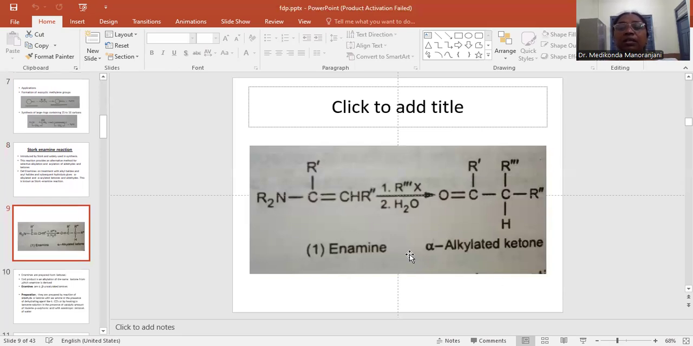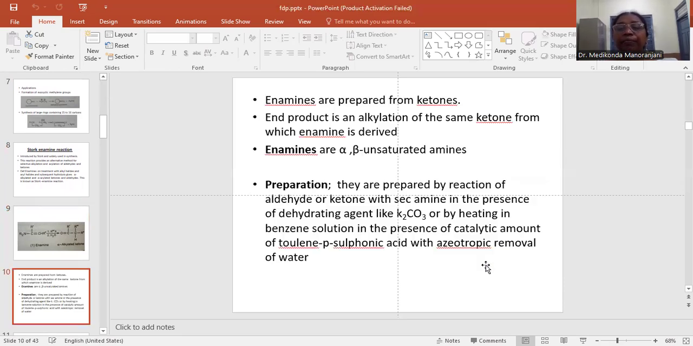Now this is the enamine. Enamine on treatment with alkyl halide, you will get alpha alkylated ketone. Now, enamines are prepared from ketones. The end product is alkylation of the same ketone from which the enamine is derived. Now, enamines are alpha beta unsaturated amines.